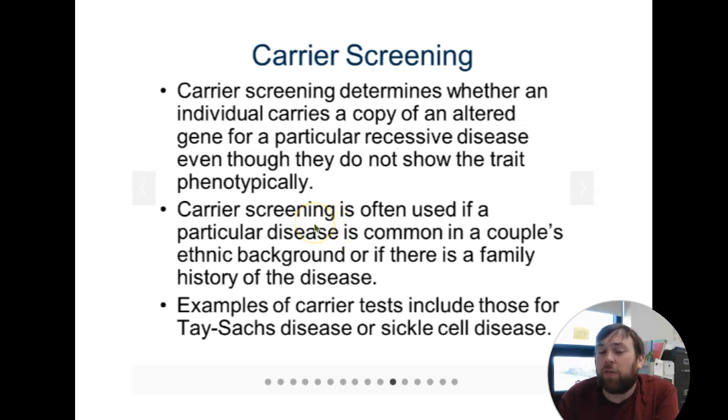A carrier screening is often used if a particular disease is common in a couple's ethnic background or if there's a family history of the disease. For example, if you have individuals with a family history of sickle cell disease, well, it's pretty clear that that's going to be passed down through generations on a recessive gene. So even if you don't have that disease, your children might end up having that disease if you have a family history for it. So it's a good idea to get that carrier screening done.